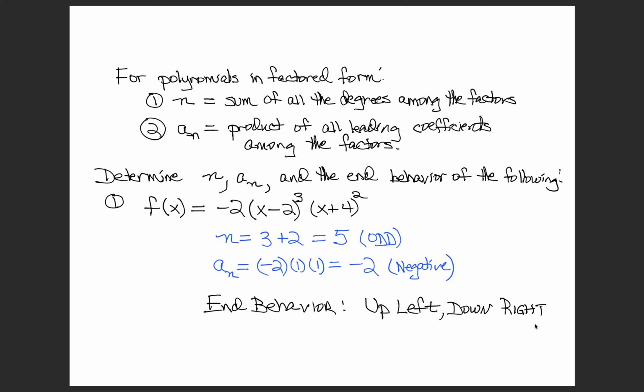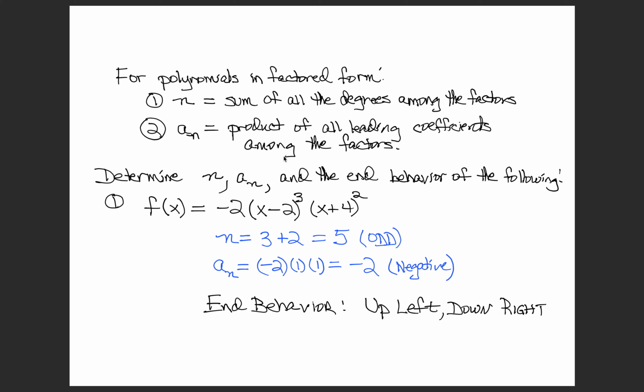Now, we have polynomial functions. These first two cases had the polynomials in fully expanded form. But now for the cases where we have factored form instead, for polynomials that are given in factored form, n is equal to the sum of all the degrees among the factors, and a_n is going to be the product of all leading coefficients among the factors. And I'll show you a bit of a shortcut approach in the process.